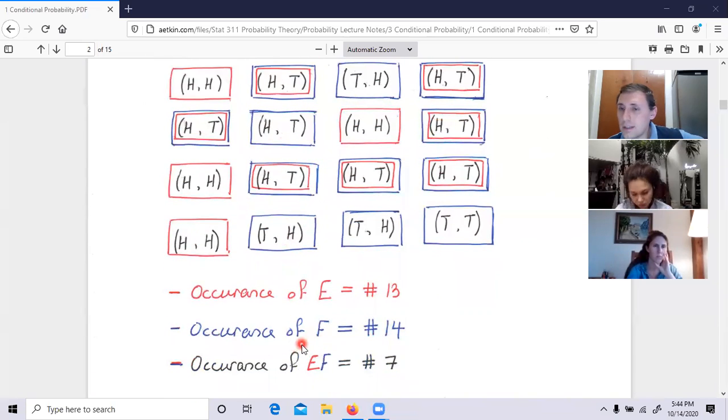And then what occurrences of E are remaining? It's the intersection of E and F. It's where you see blue and red squares. You understand what we're trying to do? We're playing this experiment and we want to know, if F happens, how frequently does E happen?